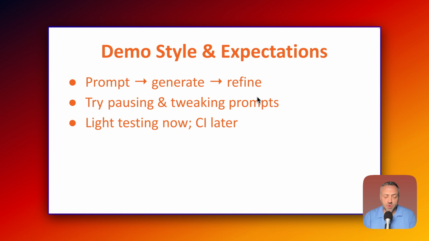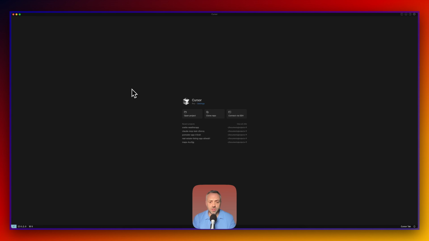And so for the demo style and the expectations, right? Very, very simple. We're going to prompt, generate the code, and refine. We're going to be pausing and tweaking our prompts, and we're going to do some light testing, and then maybe CI later. CI stands for continuous integration. And this is where you are continuously testing the app as you're adding or removing features to make sure that nothing breaks.